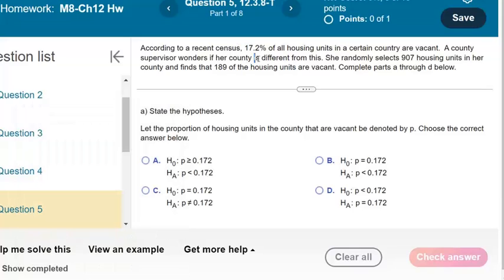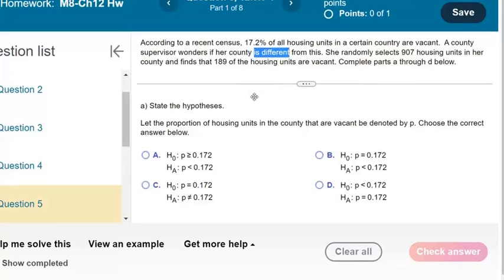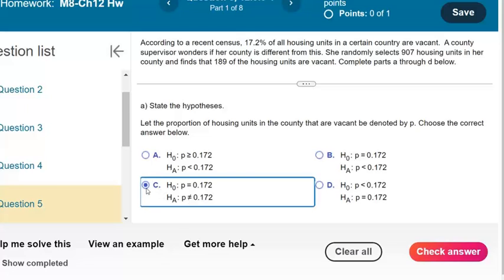Okay, and they're asking us to test just whether they're different. They didn't say explicitly to test whether their area is greater than 17.2%. They just ask us to test whether it's different. So when you're stating a null and alternative hypothesis, the alternative is the key. You want to make sure the alternative matches that statement that it's different. So this is the one that says different, not equal to.